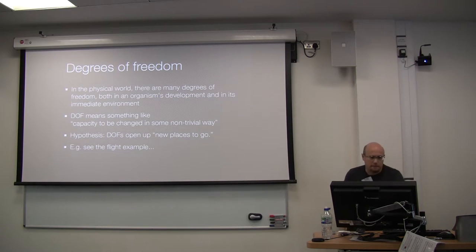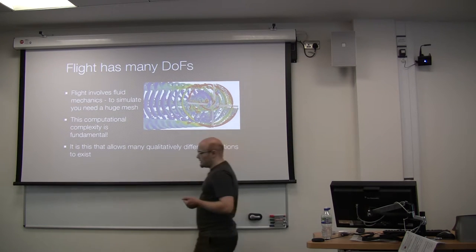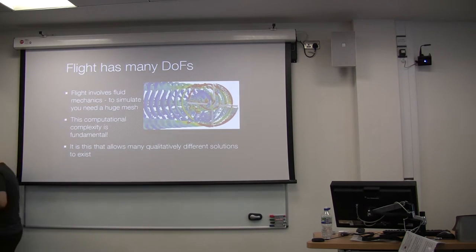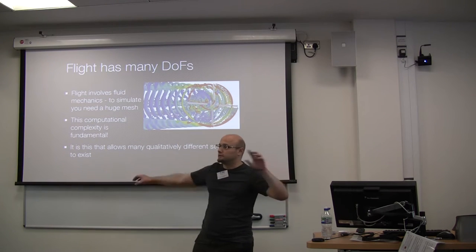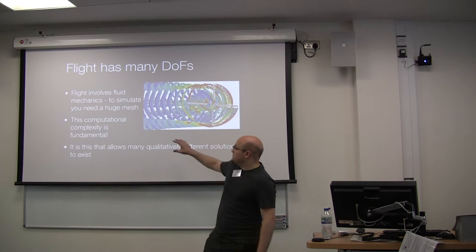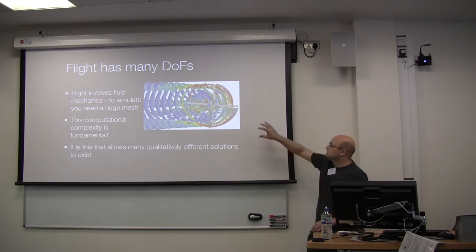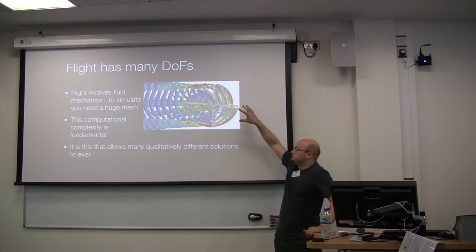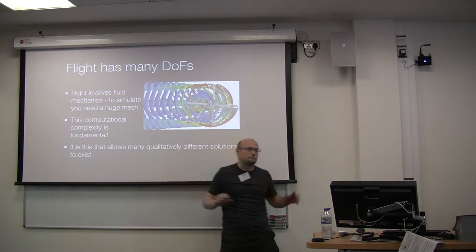So in the physical world, there are many ways in which you can slightly change something and for that to have a non-trivial impact. The example that I gave earlier of evolving something that can fly is an interesting one, because it doesn't involve interacting with a complex environment in the way that we normally think about it. There isn't a lot of information out there in the environment that you have to learn. But there are a lot of degrees of freedom, in the sense that if you want to simulate flight, it's a fluid mechanics problem. So you've got to have this huge mesh, and you've got to have dynamical variables at every point in the mesh.